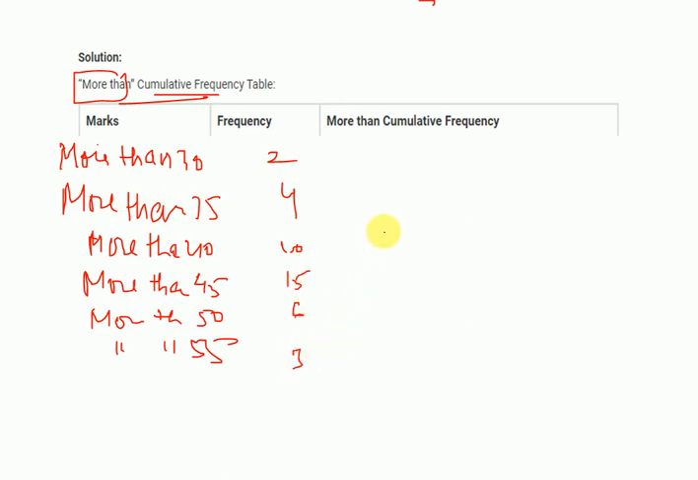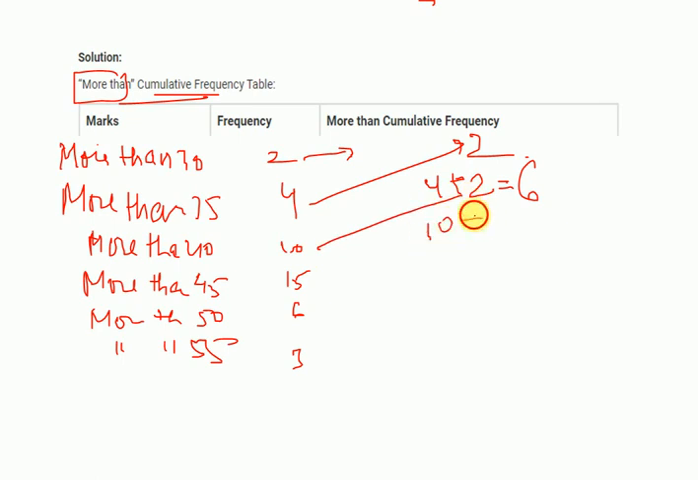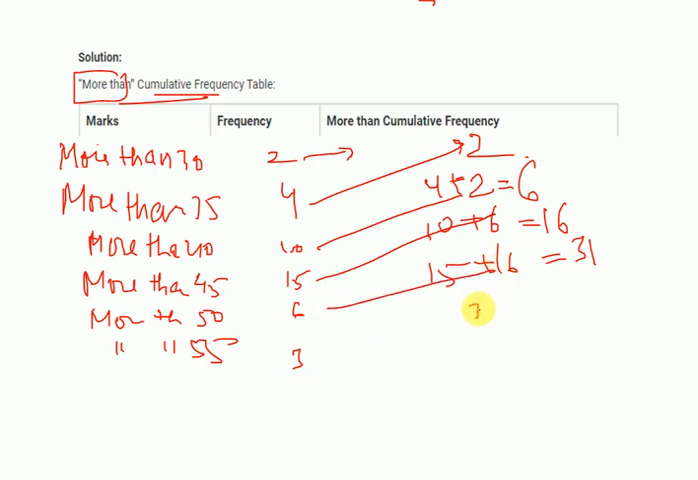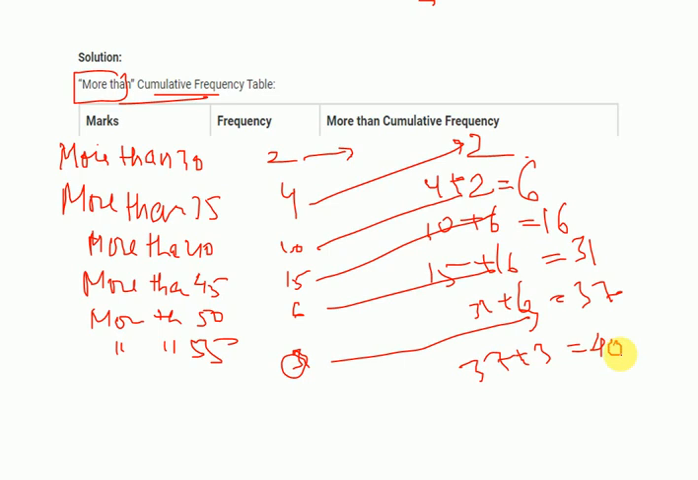Okay. Now more than CF, how will I write? First of all I will write 2 as it is. Now I will add the next to it, that is 4, so 4 plus 2 is 6, right? Now I will add this to this: 10 plus 6, 16. Now I will add 15 to 16, that will be 31. Now I will add 31 to 6, that will be 37. Now I will add 37 to 3: 37 plus 3 is equal to 40.